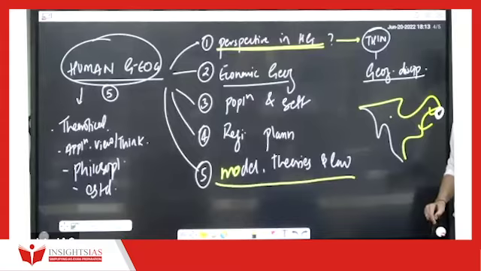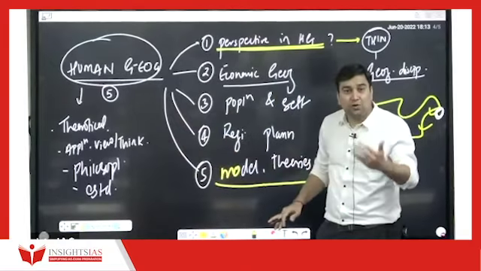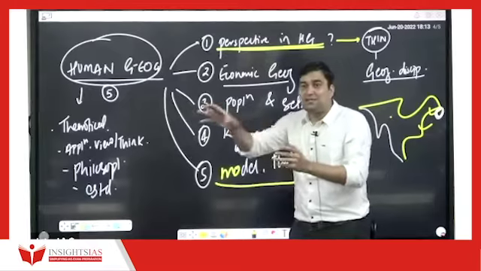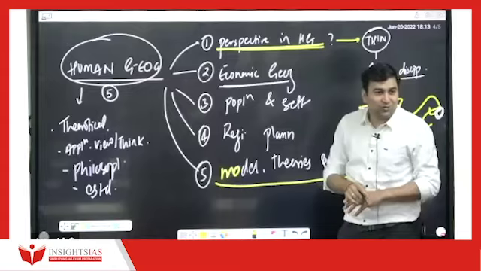Fish is a particular type of resource, right? So various resources, biotic and abiotic, where they are located, why they are located, and depending upon that, which industries are nearby that area. That you will study under economic geography. Are you understanding?